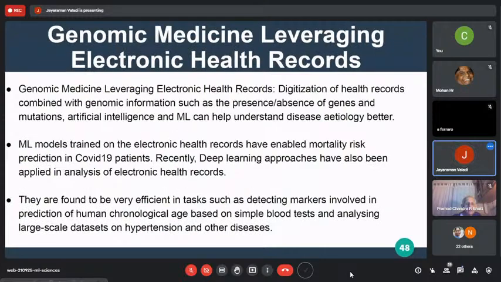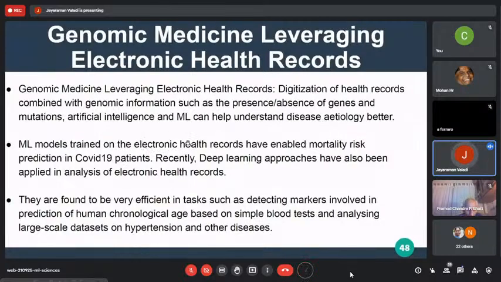So I think we have a few other applications also. You can leverage a large amount of electronic health records and then use those digital health records combined with genomic information like the presence or absence of genes and mutations, single nucleotide polymorphism variants, genetic variants, information from GWAS, and then our methodologies to identify disease etiology better.